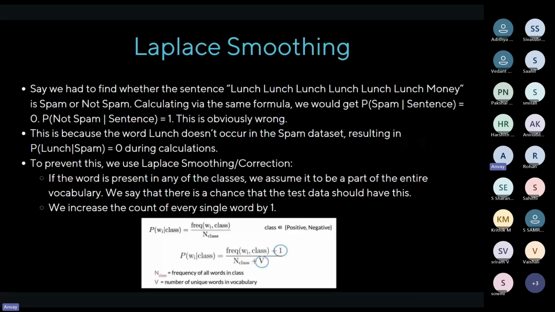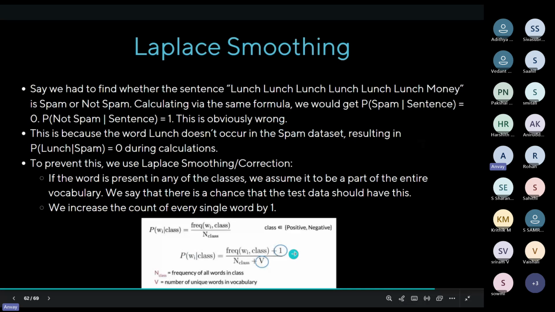So if I have the word lunch in not spam, but it's not there in spam, then what I do is I add +1 to all the word counts. So now the word count of lunch in spam becomes 1, and the word count of lunch in not spam would become 2. You can choose any arbitrary constant to add, and we choose 1 for easier probability calculations as well. So this is what Laplace smoothing does. It makes sure that everything is included in the vocabulary to prevent such misclassifications from happening.